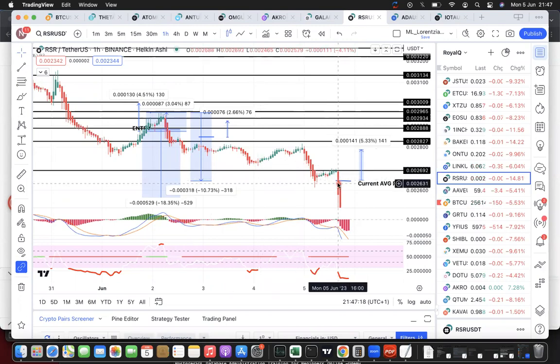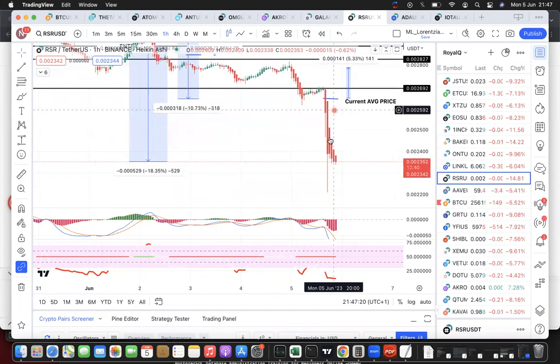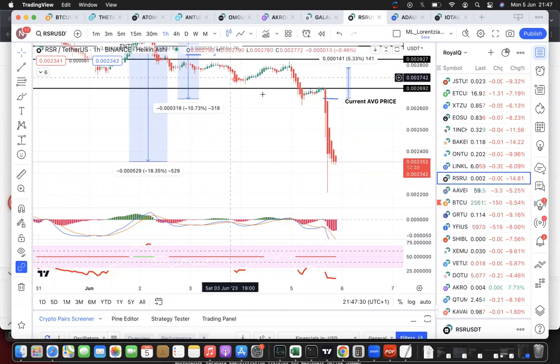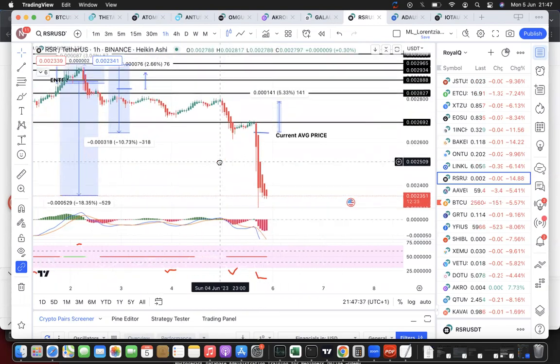Third margin call, buy X amount. It has dropped again to this level. Fourth margin call, buy X amount. It has dropped again to this level. Fifth margin call, buy X amount. So that's buying the margin calls, and buying the dip has brought down the average price from here to here. And you're going to see that this trade is going to sell out.